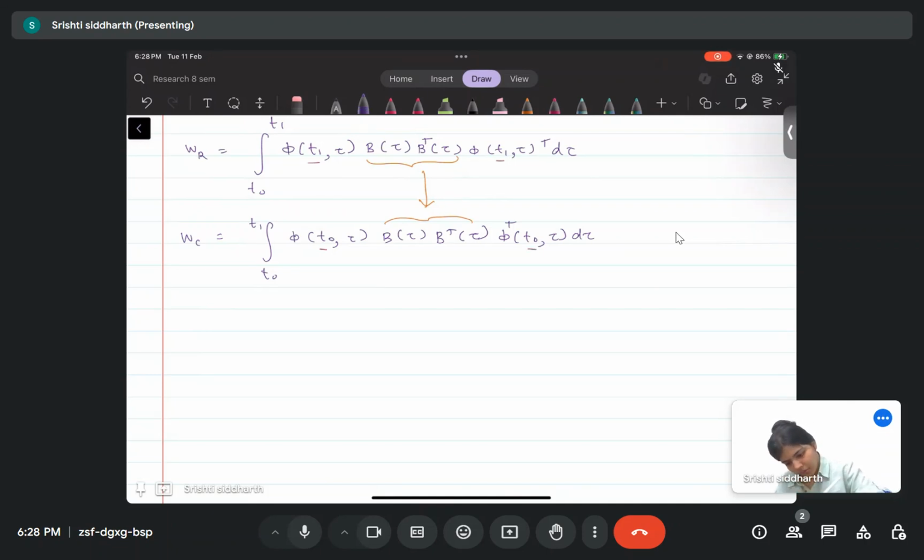So both of these are matrices. WR and WC belong to R^(n x n). These are symmetric, so WR transpose equals WR, and positive definite. Similarly for WC. Alright. Now let's move on to the first question.